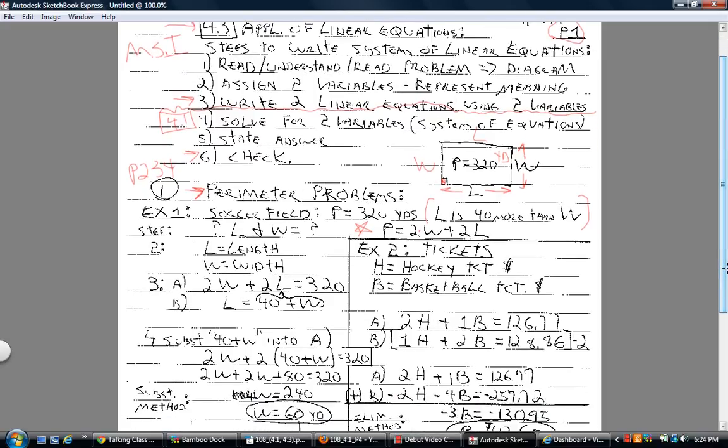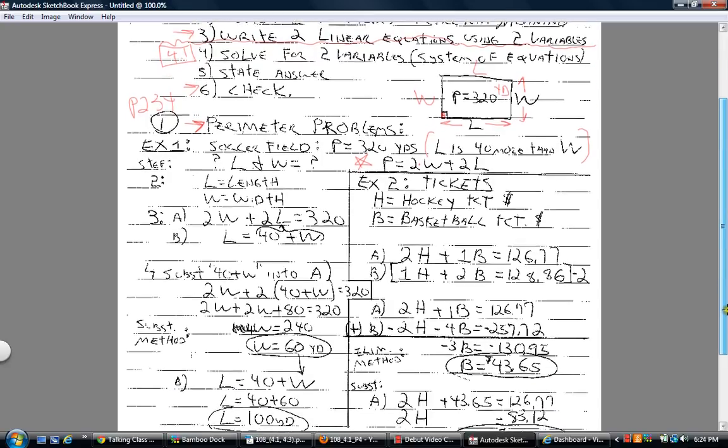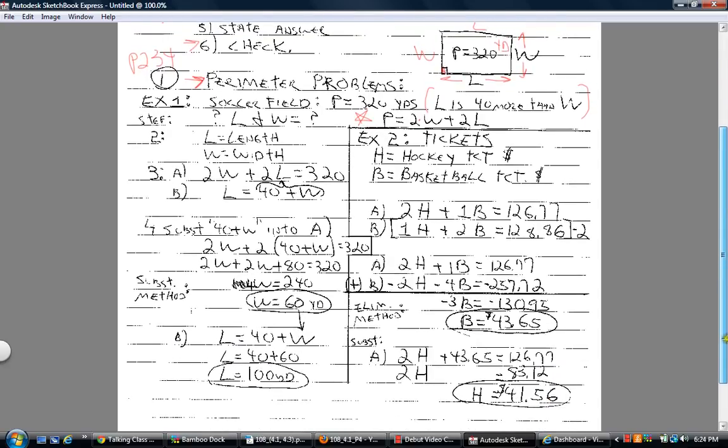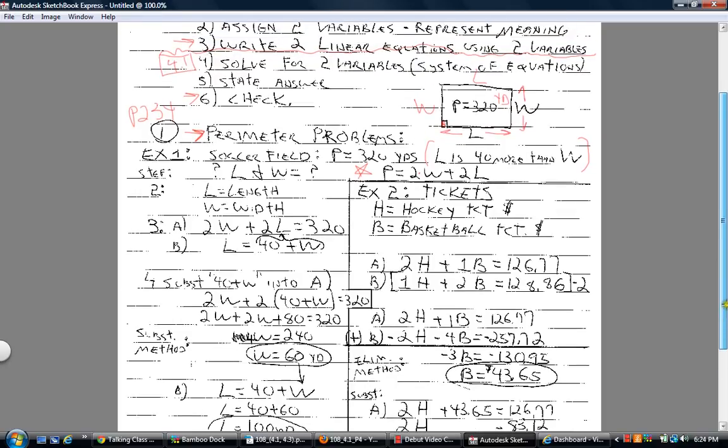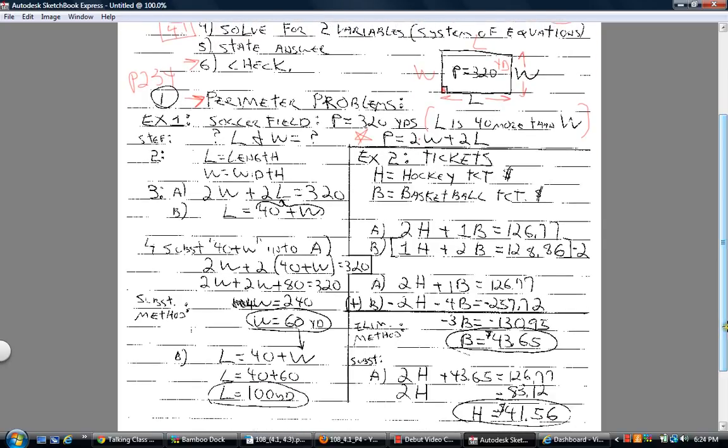Notice my steps are corresponding to the 6-step process. Let me just scroll this down a little bit here. Now, number 3, can you write some equations?